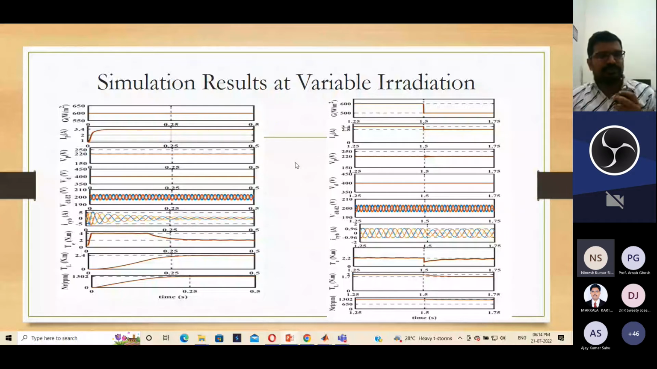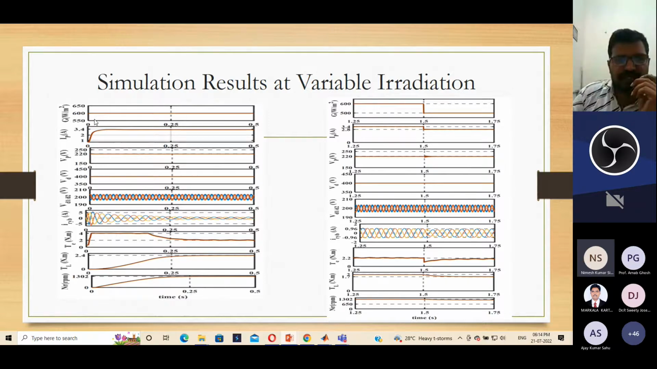These are the simulation results we have performed at various irradiation conditions. For example, initially it is operating at 600 watts per meter square, so the IP current starts increasing. Initially it takes a little time to attain the maximum value corresponding to that irradiation. Once it reaches the value, it continues to maintain that constant value. The voltage from the PV panel is constant, and similarly, with the help of the controller, we have maintained the VD of the DC link voltage constant.